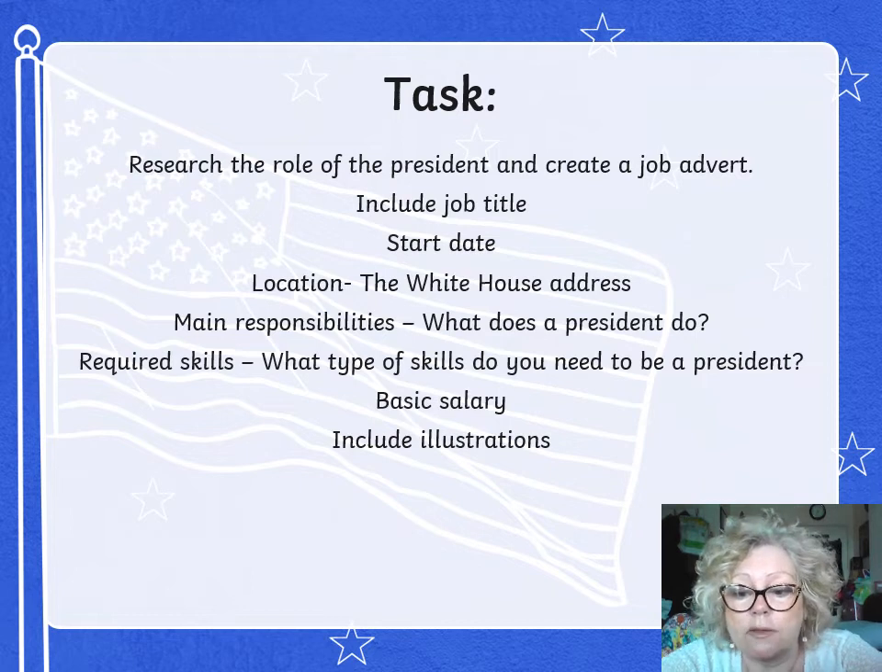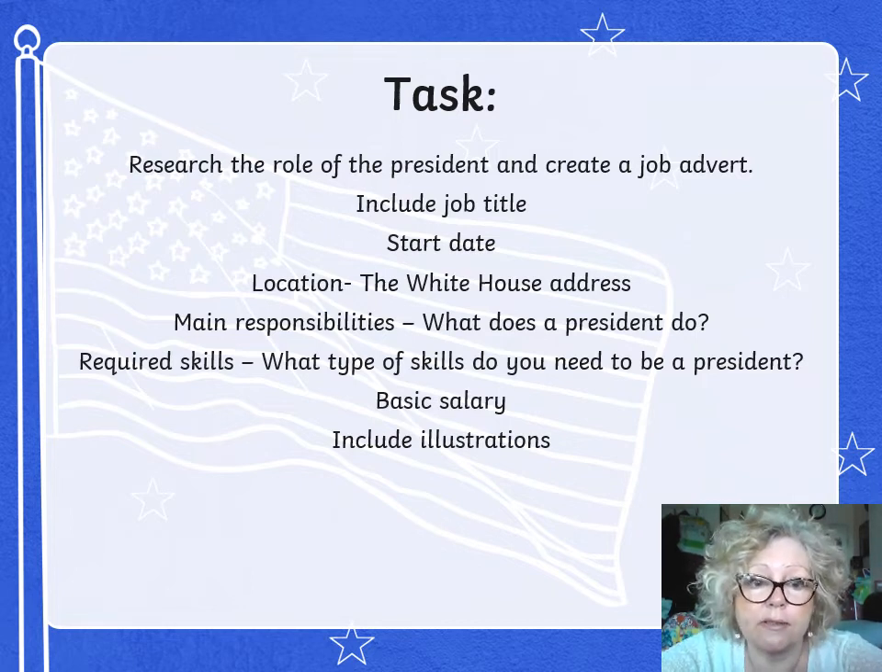Let's get on to our task. So your task today is to research the role of the president and create a job advert. So what you need to include is the job title, the day you want the president to start, the location, which is the White House address. You can find that in the video previously. What are the main responsibilities? What do you want the president to do? And what type of skills do you need to be a president? So what type of person, what type of characteristics does the president need?